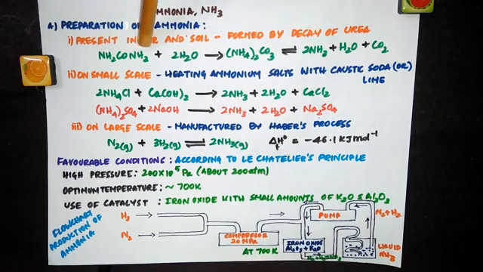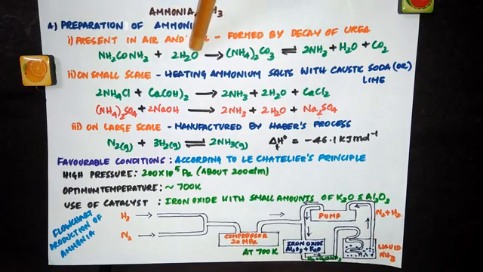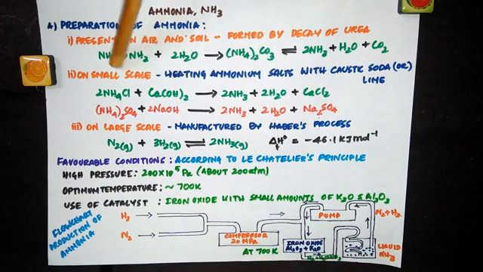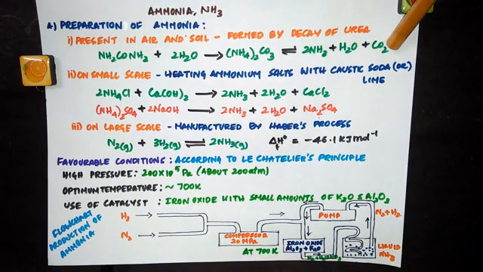So urea is NH2CONH2. When it is treated with water, 2H2O, you're getting ammonium carbonate, (NH4)2CO3. And this decomposes to give you 2NH3 plus H2O plus CO2. So this is how ammonia is formed in air or soil by decay of urea. Next one is small scale preparation of ammonia.